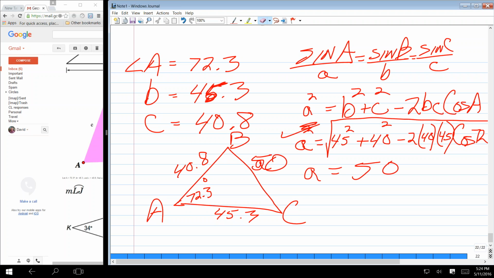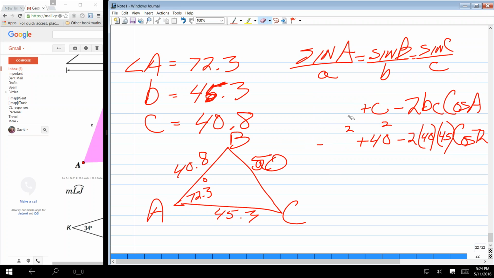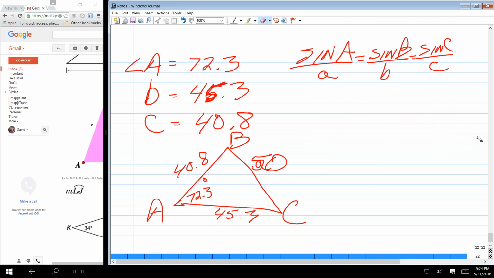Now let's finish the problem using the law of sines. Tell me what I should write next. So we know angle A, and so we know that, right? Okay, let's start with that relationship. The sine of 72 over 50.